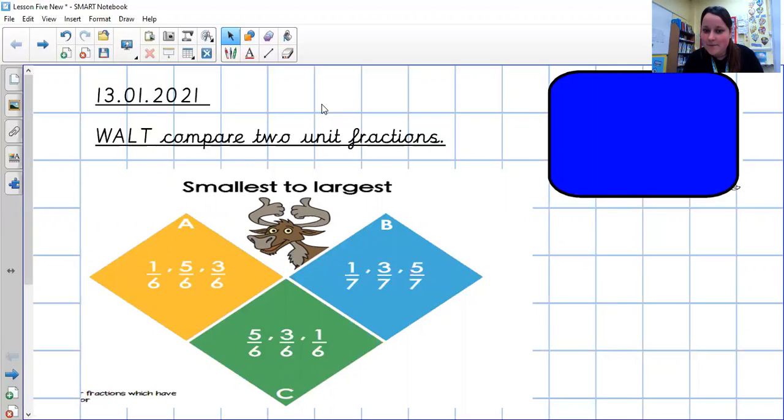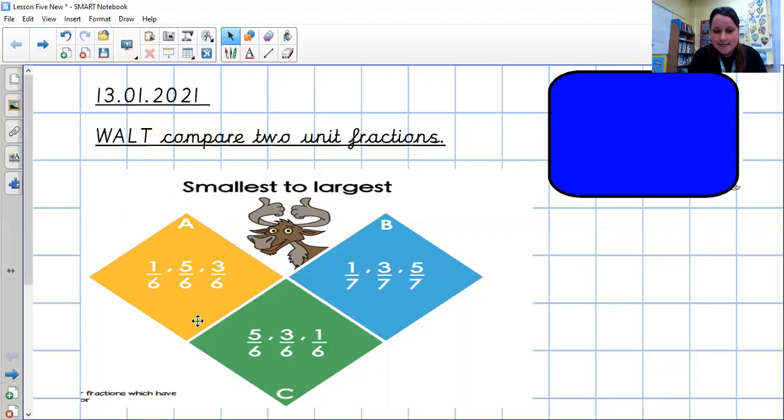So hopefully you've remembered that when you are ordering fractions with the same denominator, the smaller the numerator, the smaller the fraction. So in these examples, we could just have looked at the numerator because the denominators are the same. In the first example, A, we have got the numerator 1, then 5, and then 3. So they can't be ordered from smallest to largest. If they were, it would be 1/6, 3/6, and then 5/6.